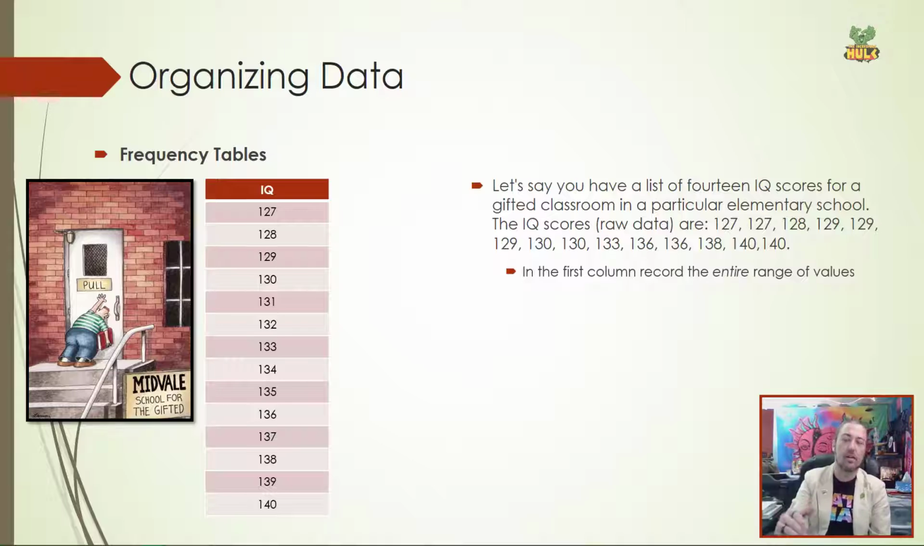Okay, so I do that. I write down a column, write IQ at the top so I know what the variable is, and then I list 127, 128, 129, 130, all the way down to 140. Now we just need to simply list the frequencies of these. Note you have all the values in there.